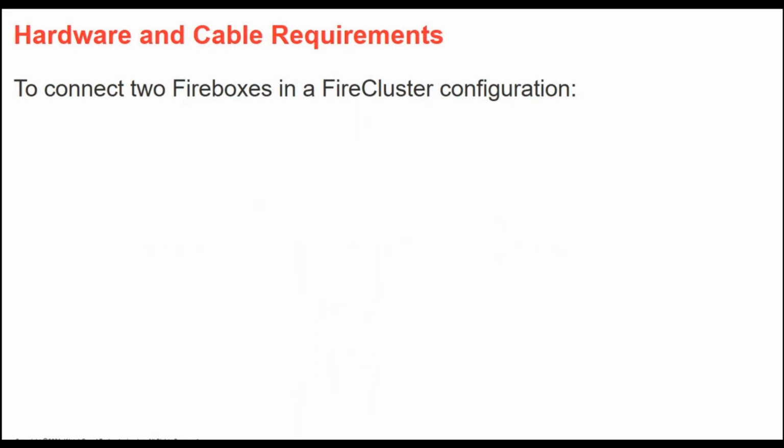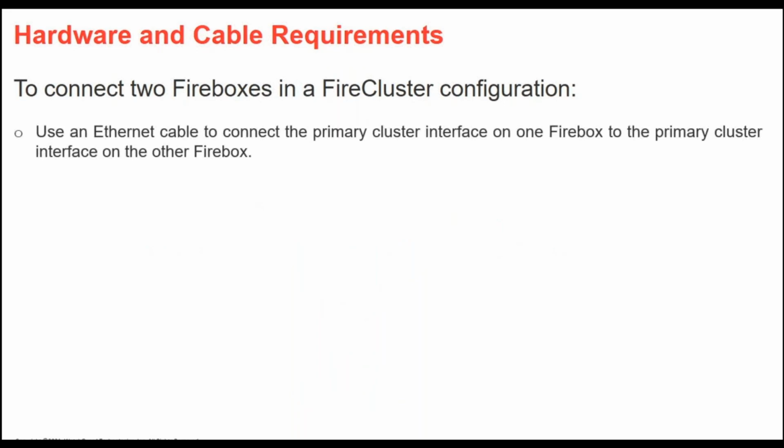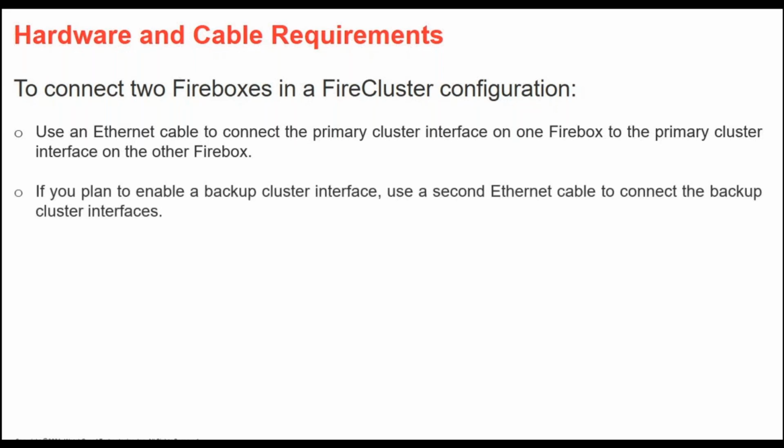So the requirements here, we need to use the Ethernet cable to connect the primary cluster interface on one Firebox to the primary cluster interface on the second one. You can have two, by the way, so it's recommended also to have a backup cluster interface in there.